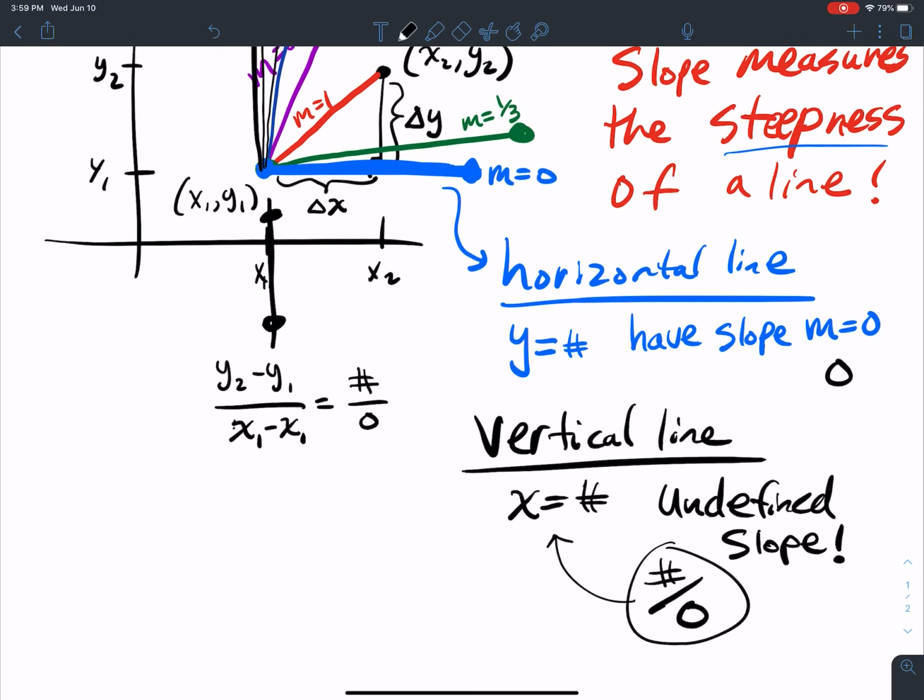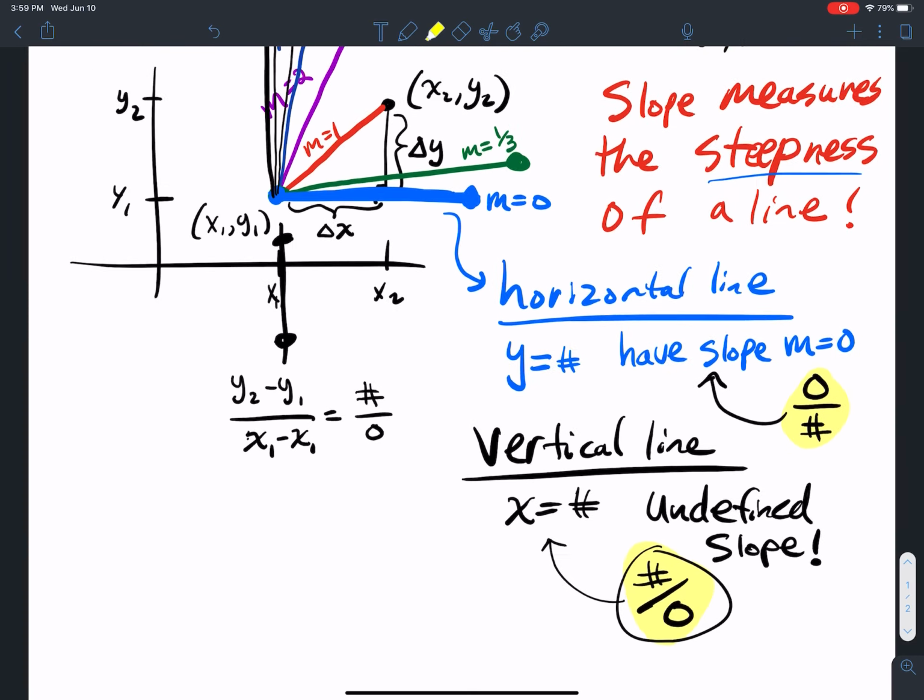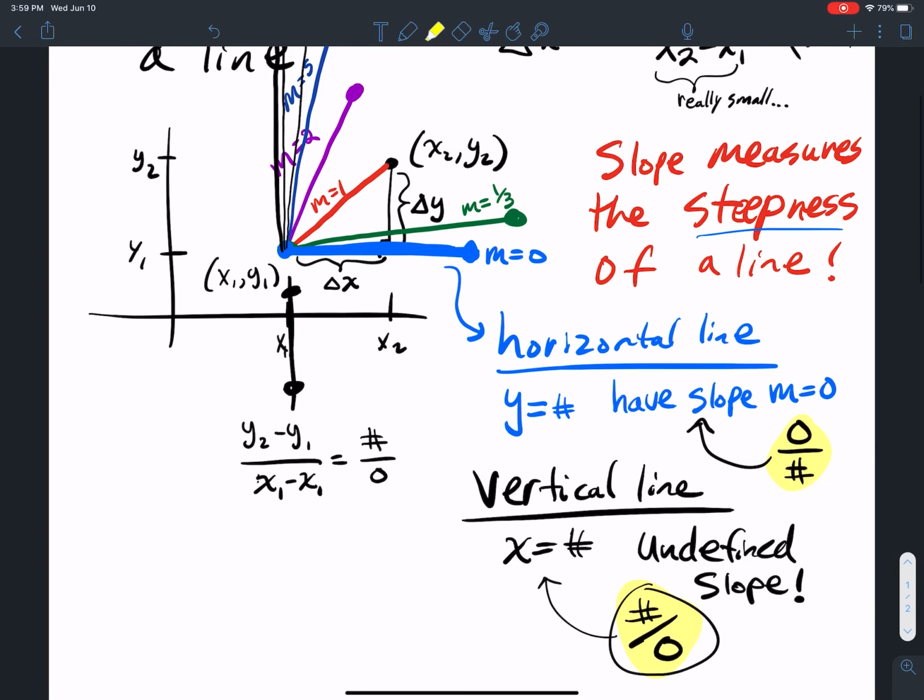If you have 0 divided by some number, that's of the form horizontal. So you see how these are reciprocals of each other. A vertical line is the reciprocal slope of a horizontal line. Interesting there.